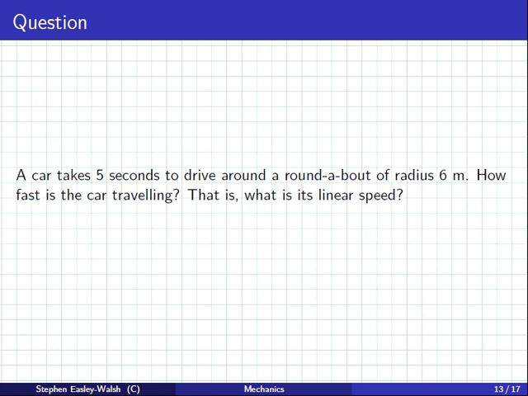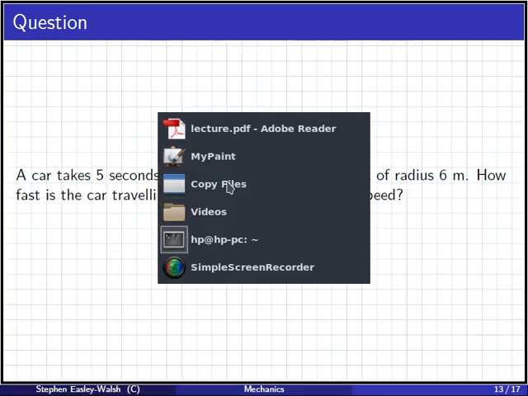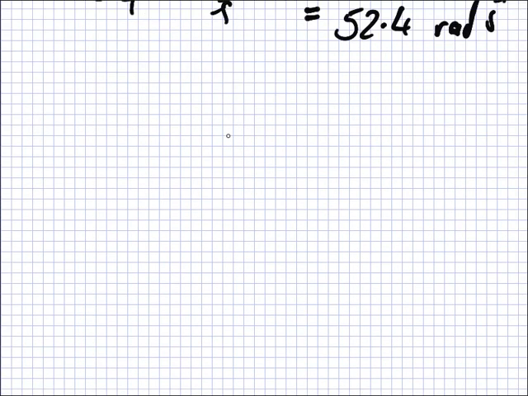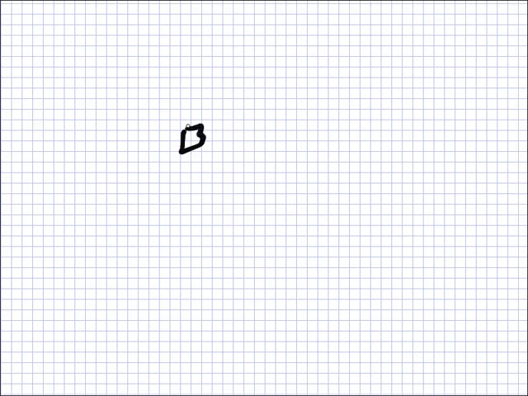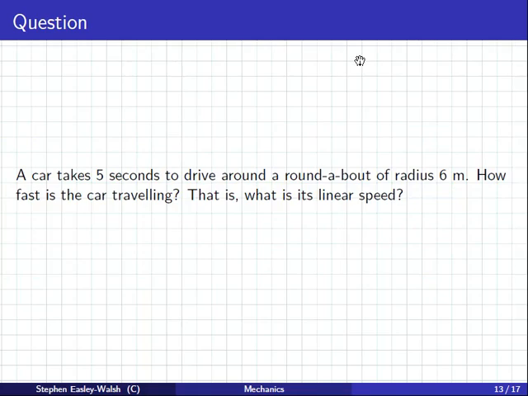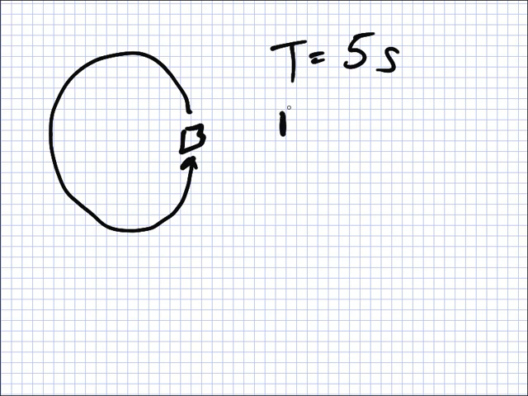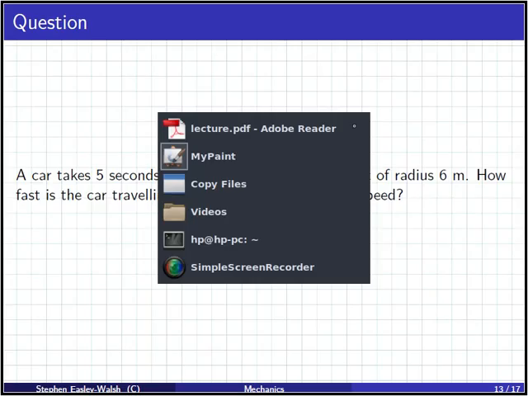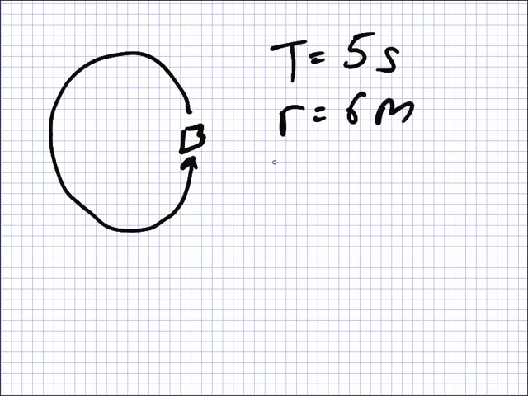A car takes 5 seconds to drive around a roundabout of radius 6. So let me draw that here. You have a car, it drives around in a circle, and the time is 5 seconds. And the radius is 6 meters. And my question is, what's the V? Now again, I'll give you a minute, see if you can look at the formulas and figure out which one you need to use. So I want to know what is the V.